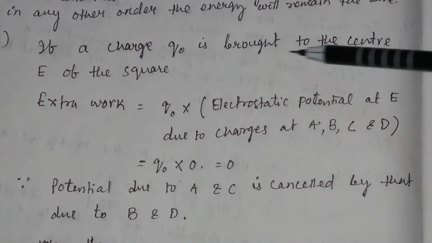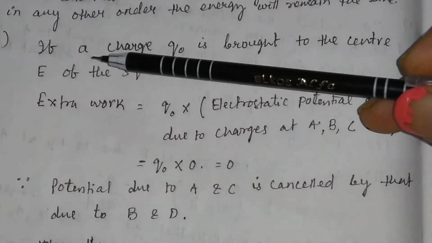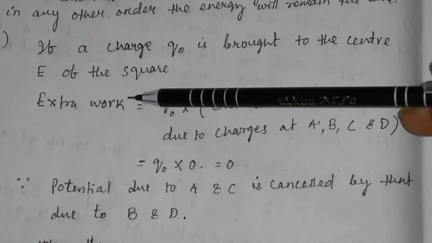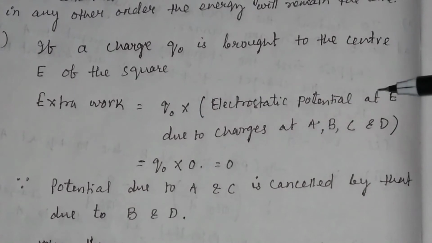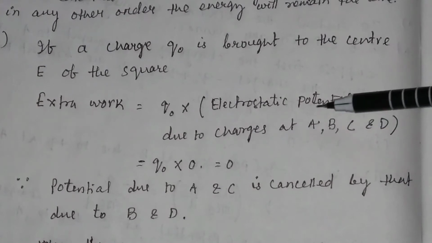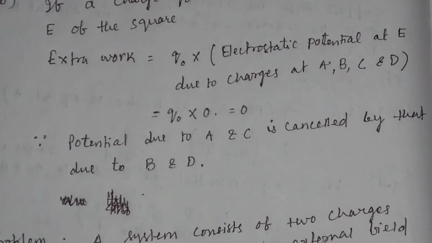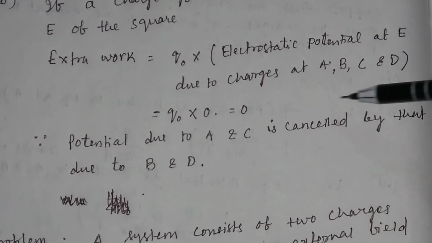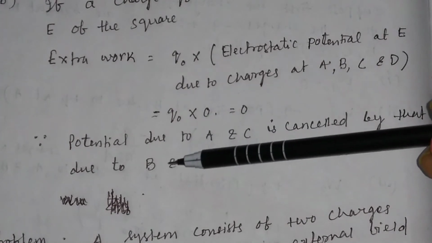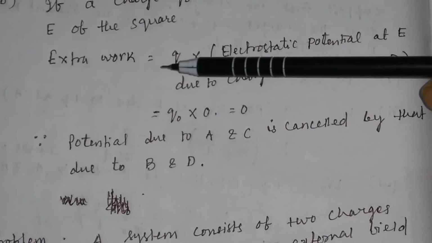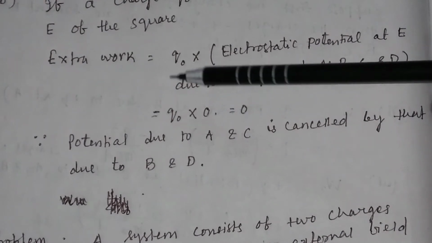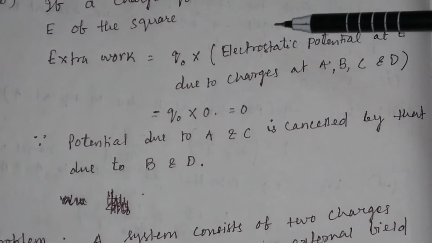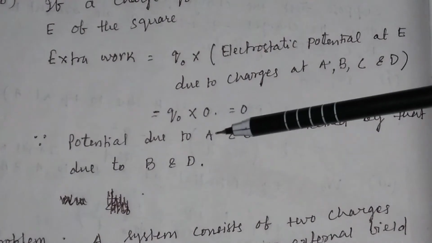If a charge Q0 is brought to the center E of the square, then what will be the extra work? Extra work will be equal to the product of charge and electrostatic potential at E due to the charges at A, B, C and D. Since the potential due to A and C is cancelled by that due to B and D, this potential is equal to 0. So the extra work in putting the charge Q0 at E will be equal to 0.